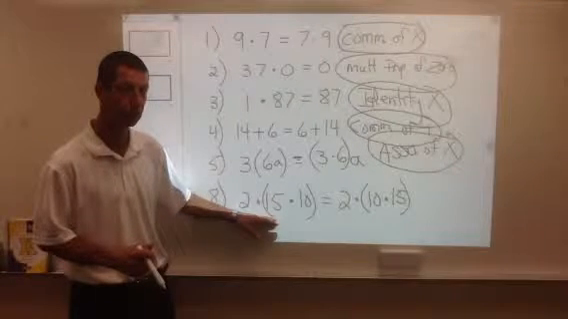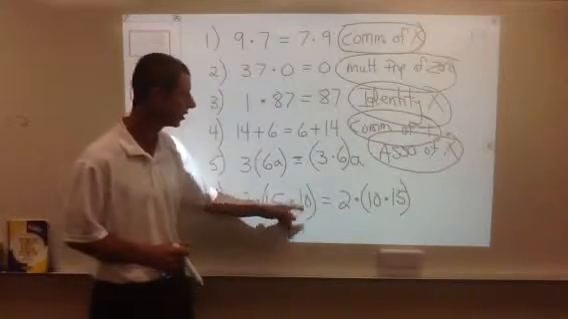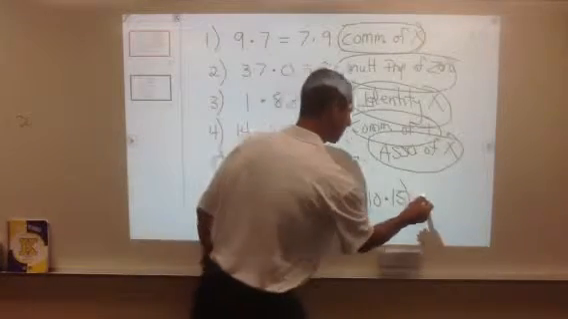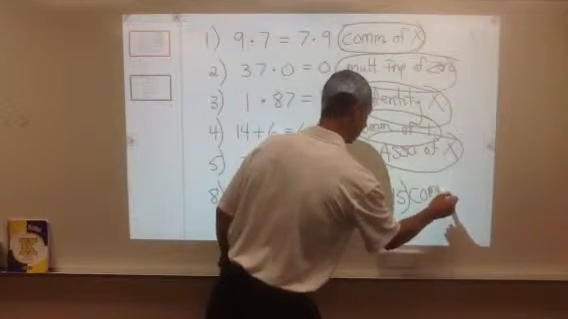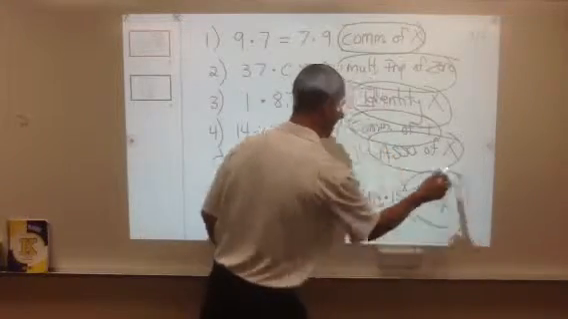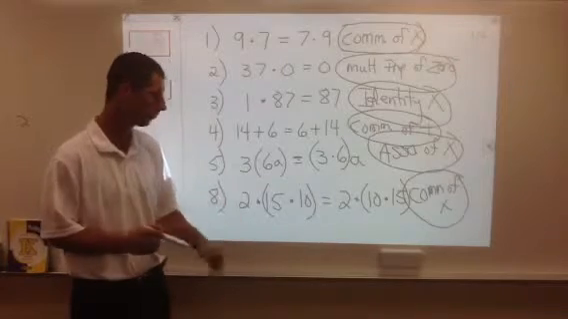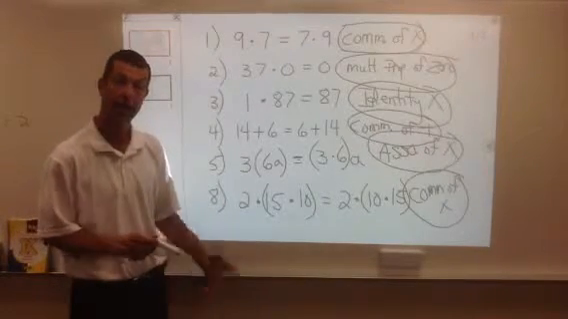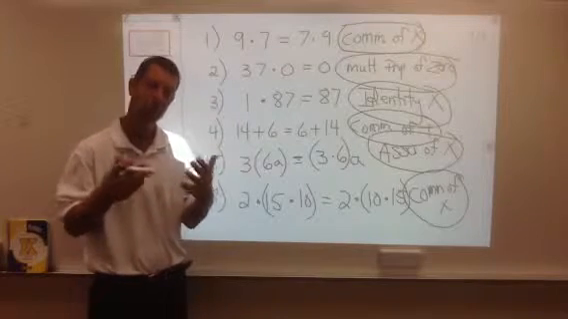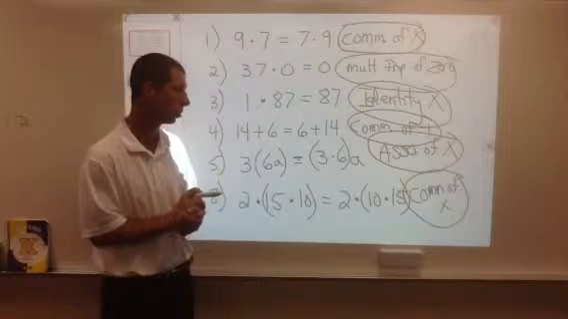And that's a little bit tricky. In order for it to be associative, these numbers have to be in the same order, and they're not. So this actually is commutative of multiplication, not associative. That's the reason why it's commutative and not associative. So when you see parentheses, usually it's going to be associative, but you have to study it a little bit, look at it a little closer.